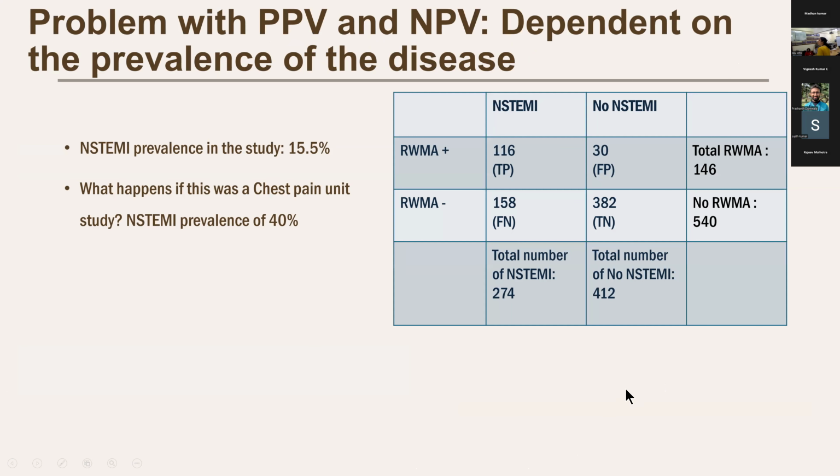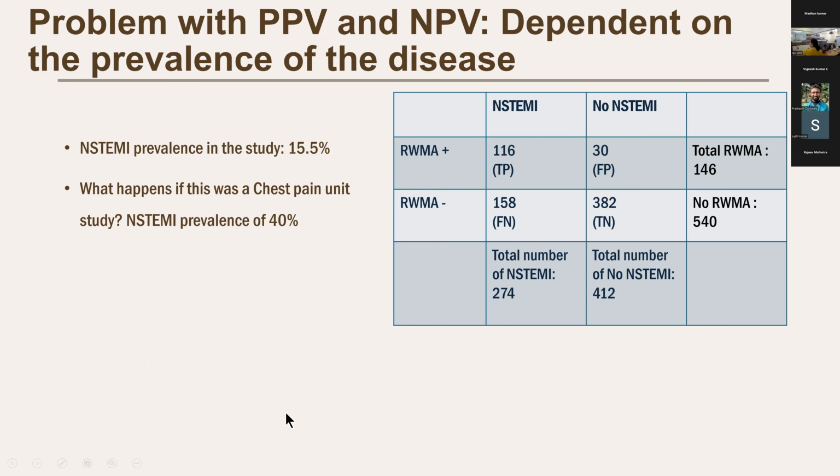Okay. So now, there's a problem with your positive and negative predictive value. Sensitivity and specificity are intrinsic to the test. So for example, whatever you do, the sensitivity and specificity do not change. But your positive predictive value and negative predictive value depend on the prevalence of the disease. In this study, the NSTEMI prevalence was around 15%. Now say this was a chest pain unit, exclusively patients coming with chest pain. In that case, I have randomly said, say NSTEMI prevalence was 40%.